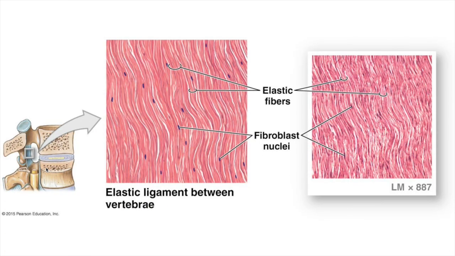And then we also have elastic tissue. Elastic tissue is mostly elastic fibers, and it's found in areas that need to repeatedly stretch and recoil, such as this connection here between the vertebrae.